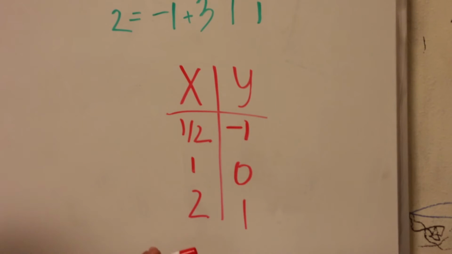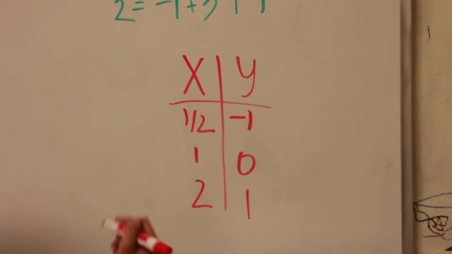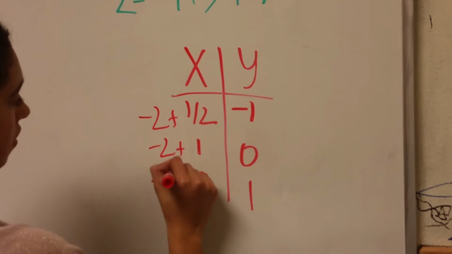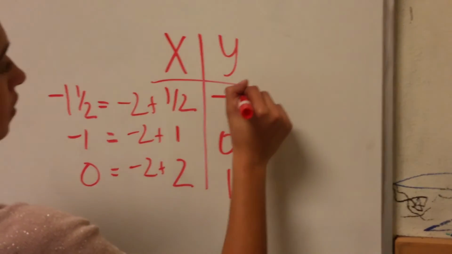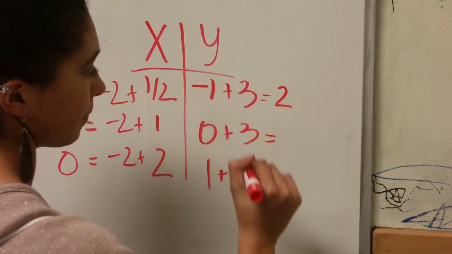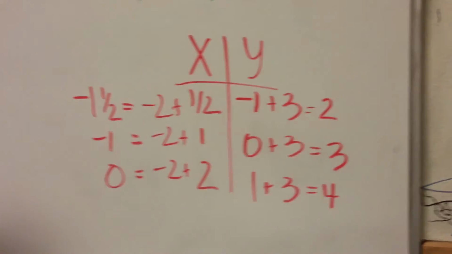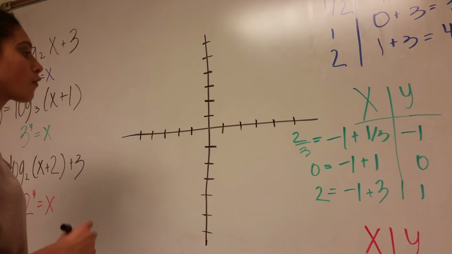Now, the red table has both a horizontal and vertical shift, so we will be subtracting 2 from the x values. So now we will add 3 to all the y values. This one equals 2, this one equals 3, and this one equals 4. So these are our new x and y values. We are ready to graph the points. Okay, so let's graph our new coordinates.